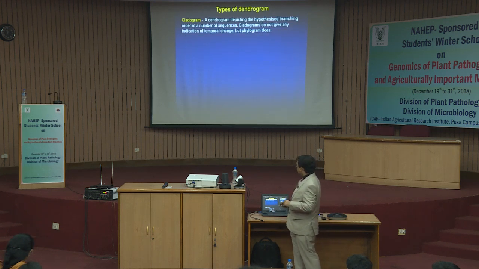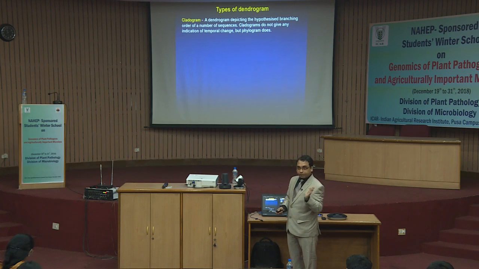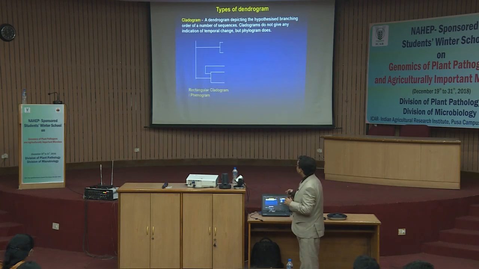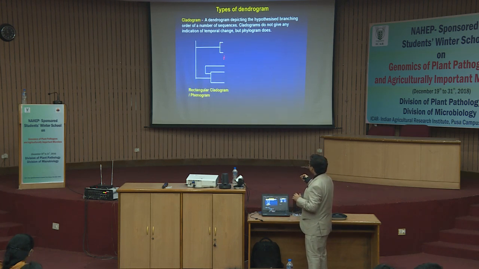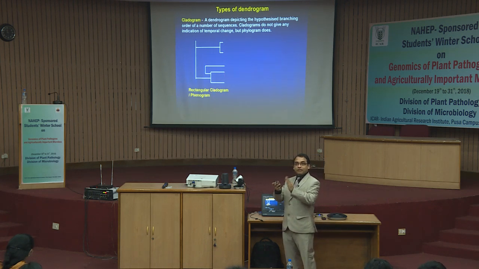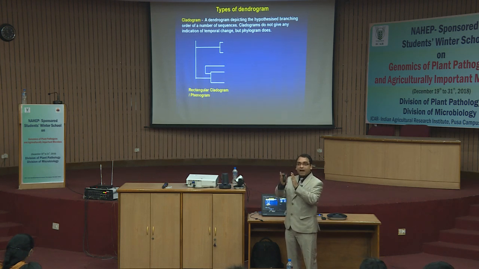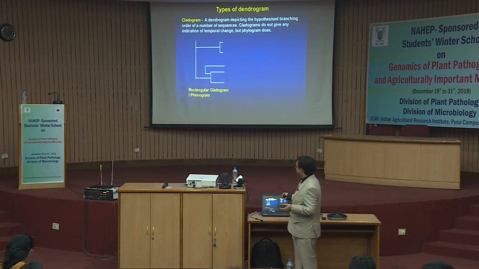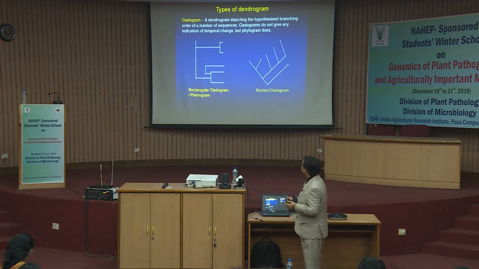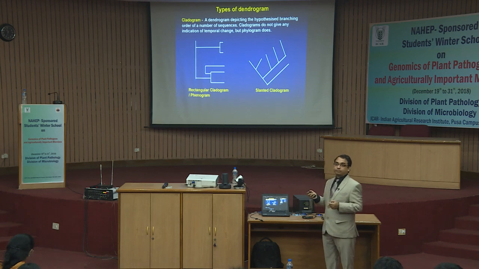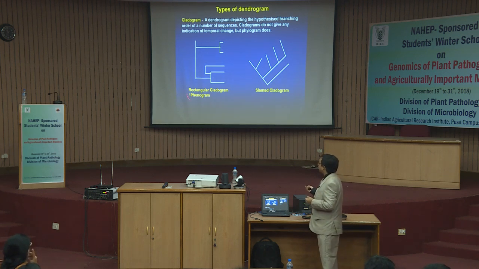So, the cladogram: the same thing here, the time concept is not there. As the time concept is not there, all these things are in one line. All the sequences will be staggered at one point and all the branches are there, because there is no concept of time here. So, this is called a rectangular cladogram or phenogram. There is another, which is called a slanted cladogram. There are two types of cladogram, rectangular and slanted.